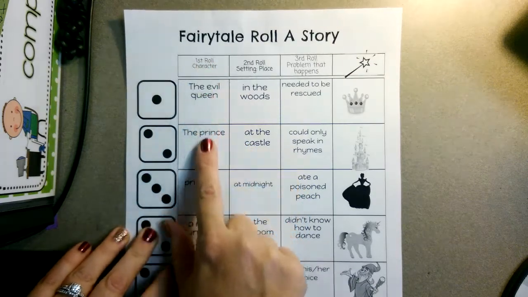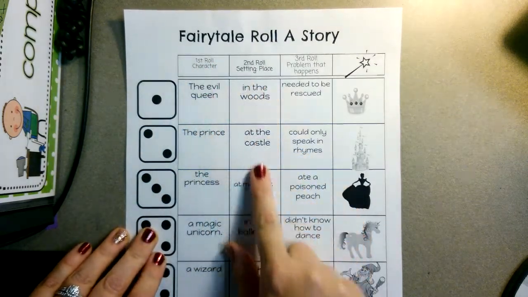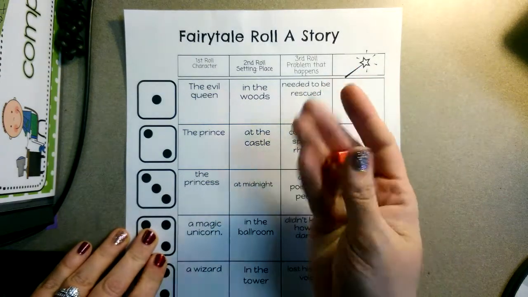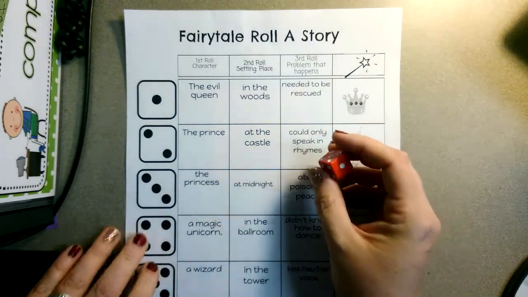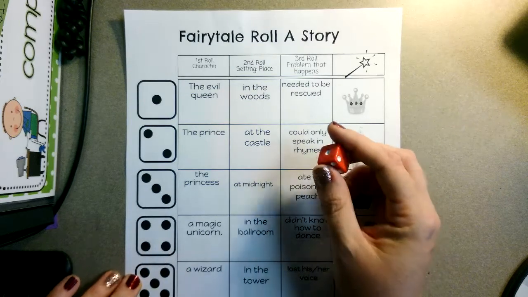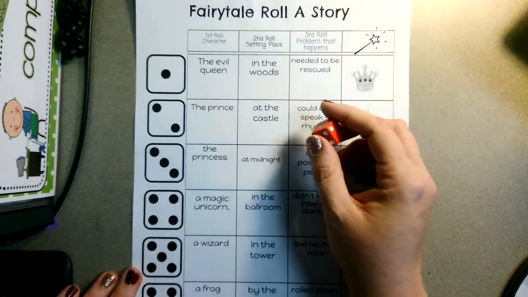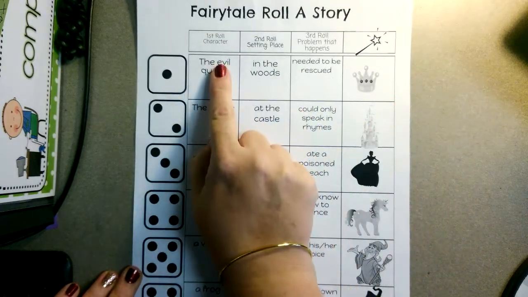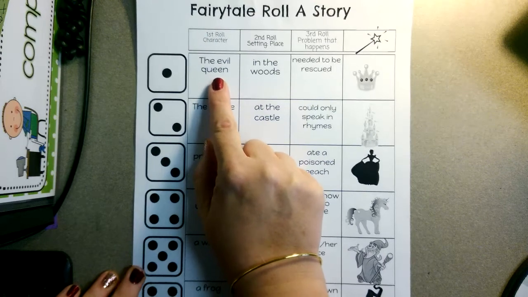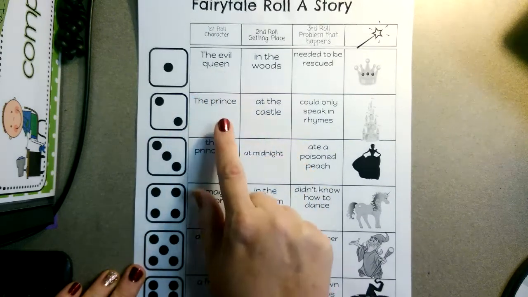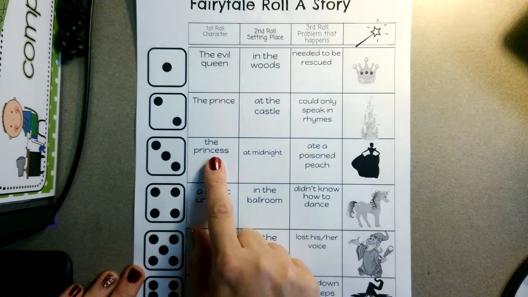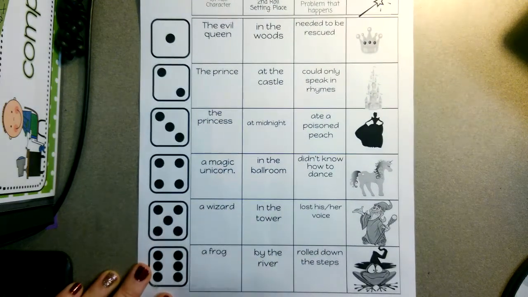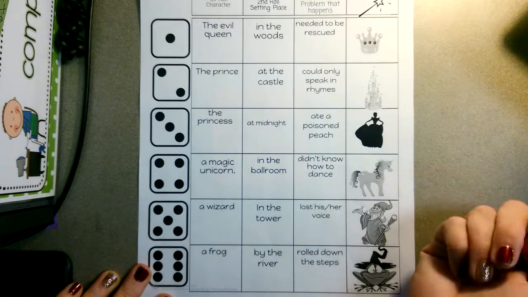They'll give you a character, a setting, and a problem, all with the roll of a die. So Miss Davis will link a video if you don't have a die at home that you can use to help you with your rolling. So I'm going to roll. The first roll for my fairy tale is going to tell me the character. It could be an evil queen, the prince, the princess, a magic unicorn, a wizard, or a frog. This will be one of the characters in my story.